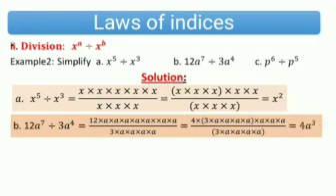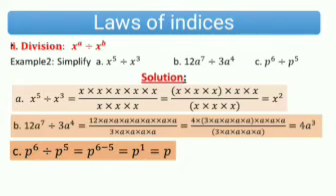Is that clear? Now, let's see the third one. If we look at this pattern, it is the same thing. This one is the same thing as 5 minus 3, which is equal to 2. This one is equal to 7 minus 4, which is equal to 3. Only that we just say 12 divided by 3, because 12 and 3 are not the same bases, and that will give you 4. But because a and a here are the same, we just subtract the powers, 7 minus 4 to give you 3.